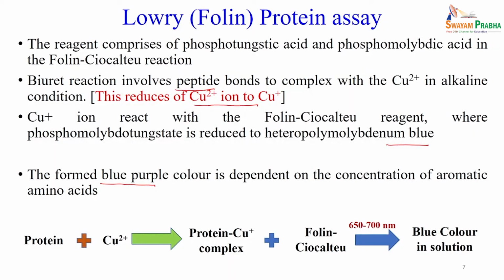So, the intensity of color depends on the concentration of the copper ion, or indirectly on the concentration of the protein. To summarize, the NH group of the protein forms a complex with copper 2 plus ion, the copper 2 plus is reduced to copper plus, and the copper plus reacts with the Folin reagent to give the blue color. Then we can analyze its absorbance in the range of 650 to 700 nanometer.